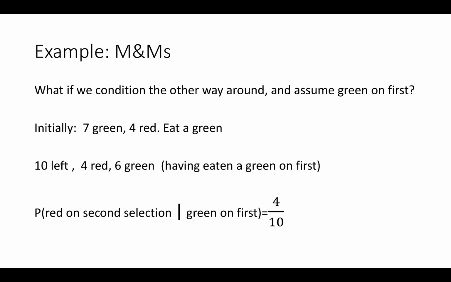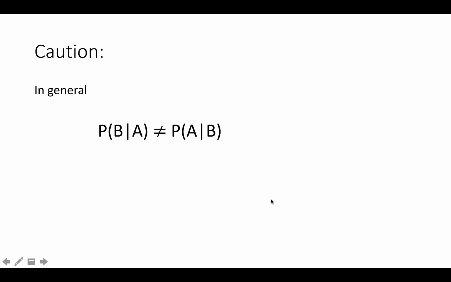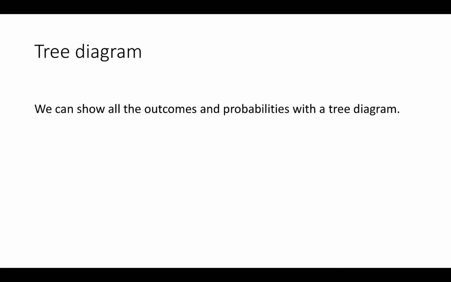Okay, so now if you condition the other way around, or you assume that you had a green on the first, right? Now there are still 10 left, but all of the red are still there. So that probability is 4 out of 10. Okay, so you can see if we condition one way versus the other, the probabilities are not in general going to be equal. We can depict this situation using a tree diagram.